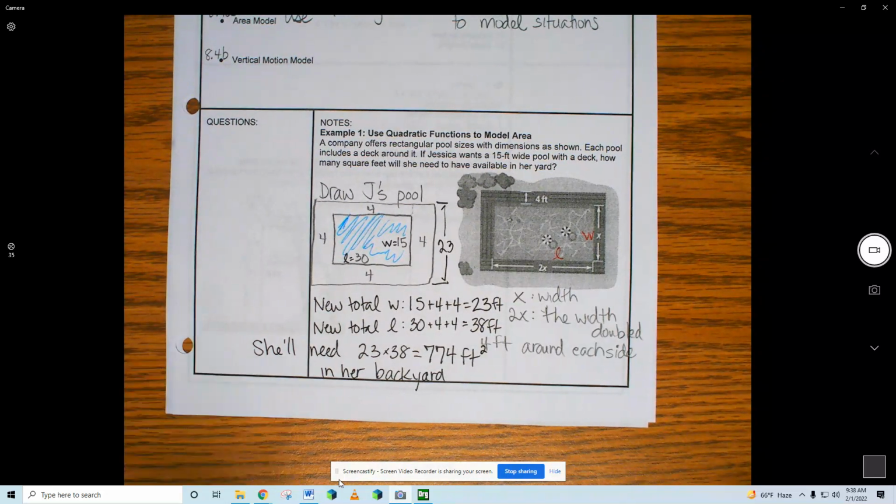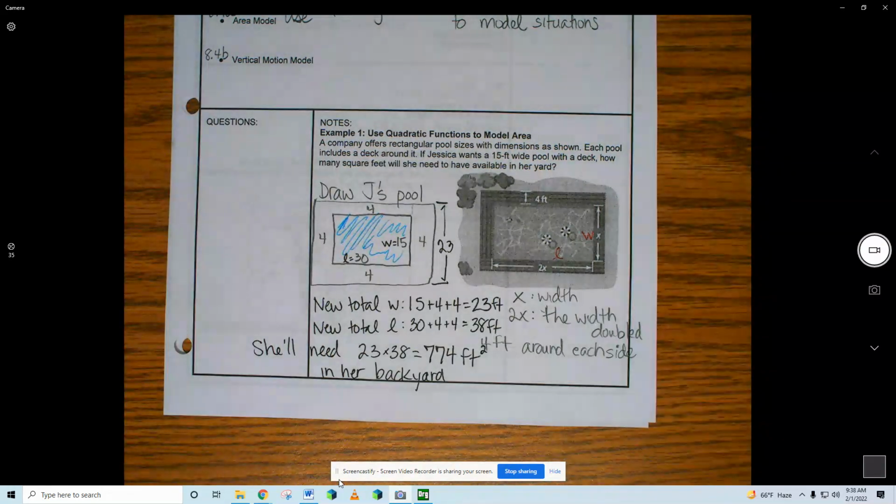So what's happening is I have to add those 4s because of the pool deck. All right, we'll do another one.